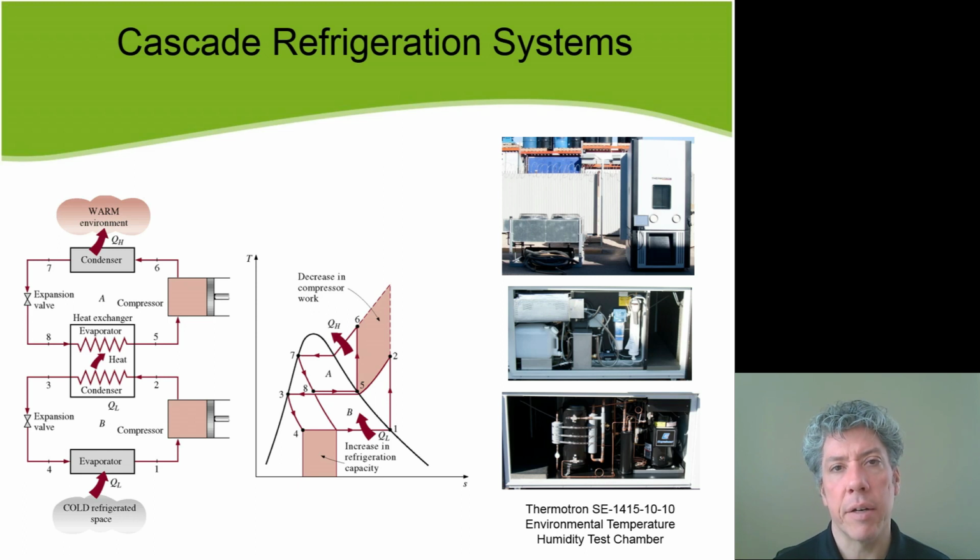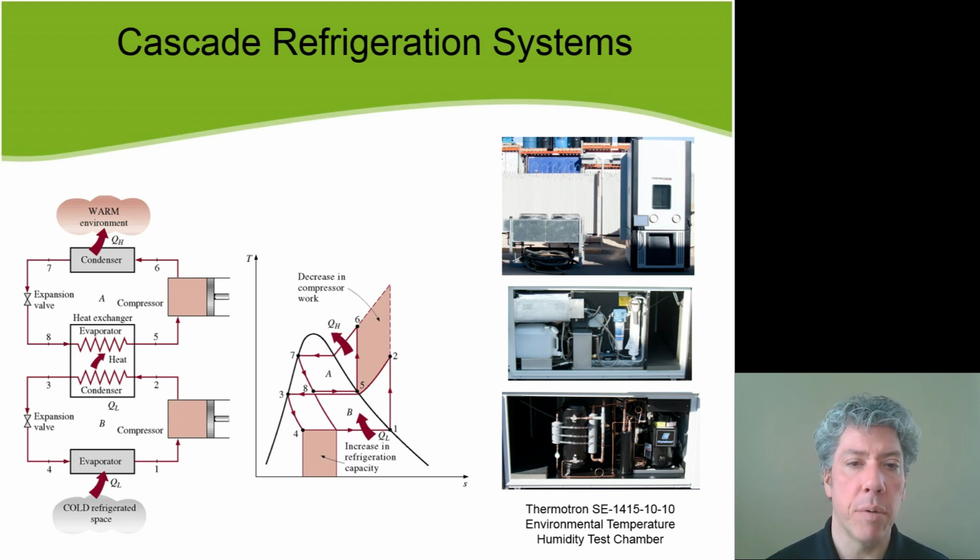Go back to the cycle diagram, the TS diagram, and notice that the upper area, that region that has the dotted lines around it, that pink area, represents the decrease in compressor work that's required, because state 1 to state 2 is the lower compressor, and then state 5 to state 6 is the upper compressor. And so the upper compressor only has to deal with a saturated vapor at state 5 rather than a superheated vapor at state 2. And so it ends up not having to raise the quality of the refrigerant quite so high, and that represents a decrease in compressor work.